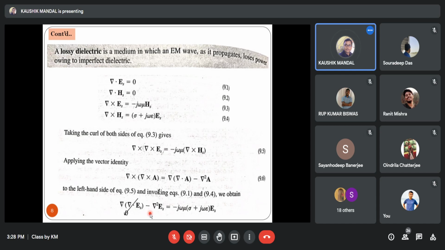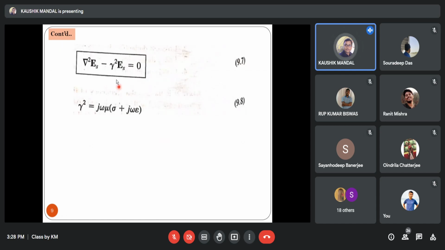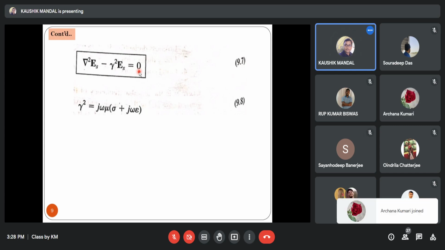So it becomes grad square Es minus gamma square Es equal to 0. This equation number 9.7 is known as the wave equation for the electromagnetic wave in a lossy dielectric, where, if you consider the previous equation, you will find that this gamma is known as the propagation constant.